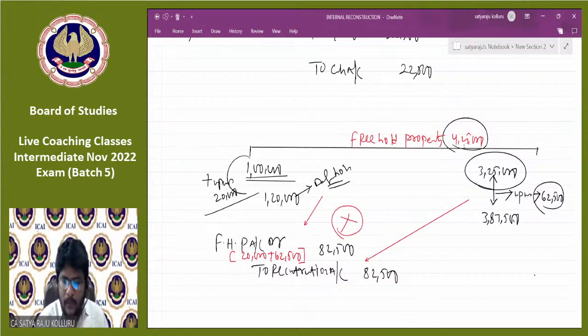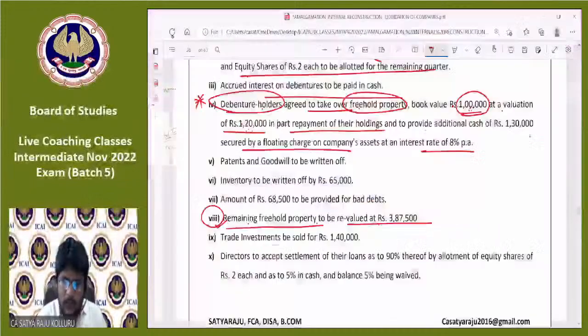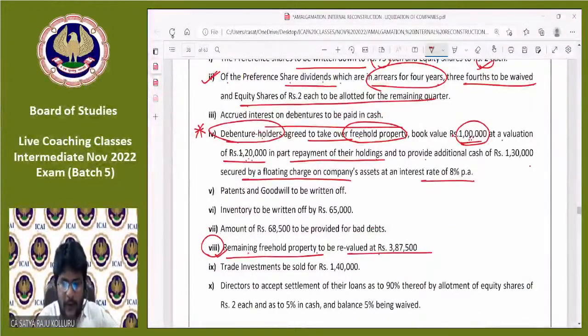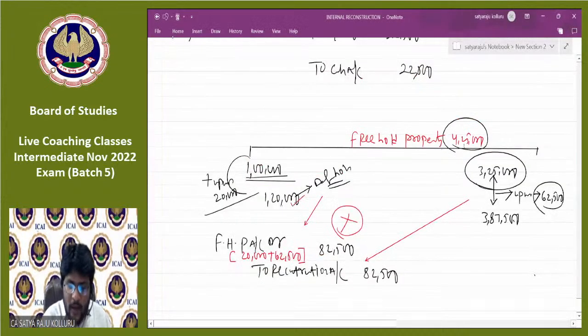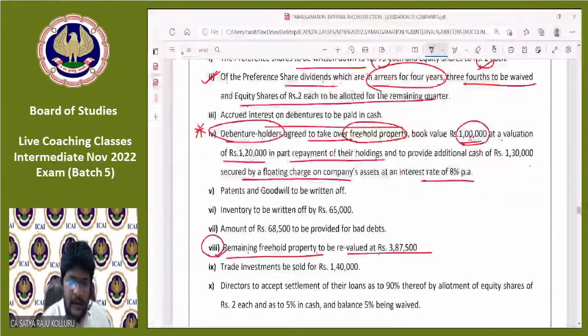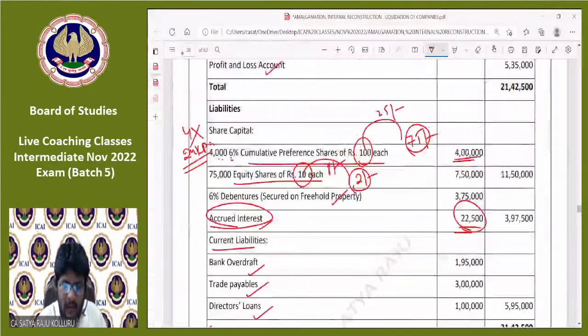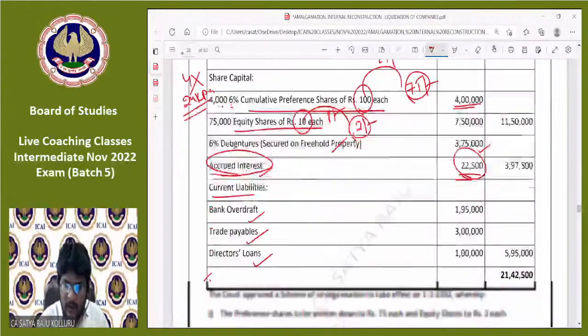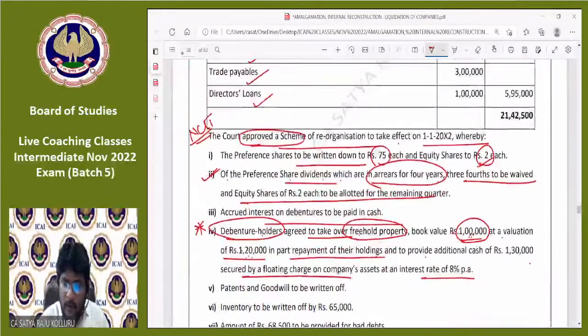Next. Now still point number 4 is not yet over. Till now, I only thought from the freehold property angle. Now my thought process begins from the debenture holders' point of view. Now this 1,20,000 we are providing to whom? Debenture holders, right? Further, you can pass the entry. Here, debenture holders, how much worth is there? Actually, 6% debentures, 3,75,000 worth is there. Am I right? Now he is only talking about 1,20,000 amount being paid.